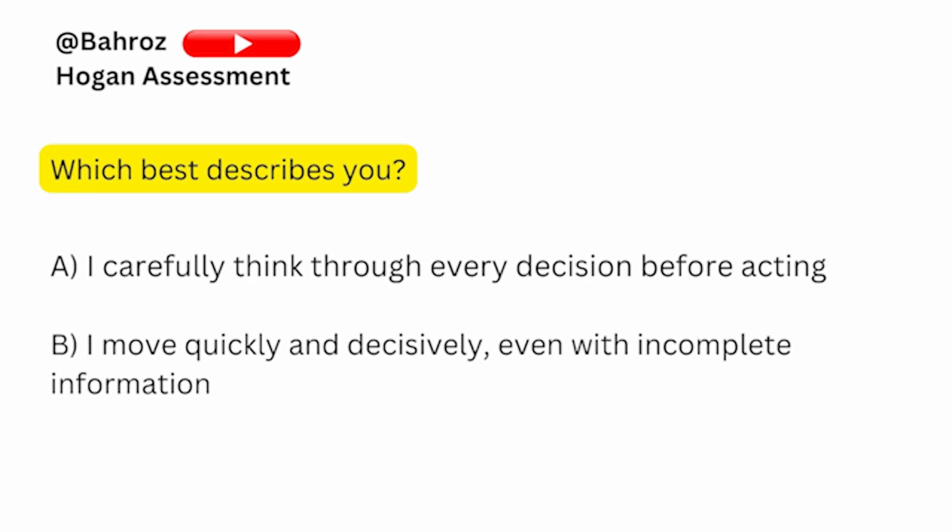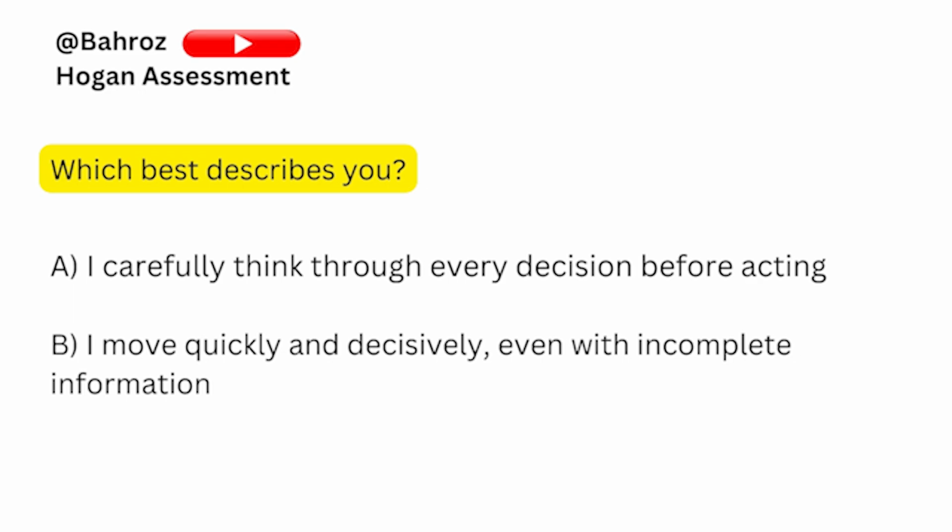Question 5. Which best describes you? A. I carefully think through every decision before acting. B. I move quickly and decisively even with incomplete information. Now, this is a classic forced choice question, and both options sound like strong qualities, which is exactly the point. The test is forcing you to reveal your natural style. Here is how you work through this using the elimination approach.